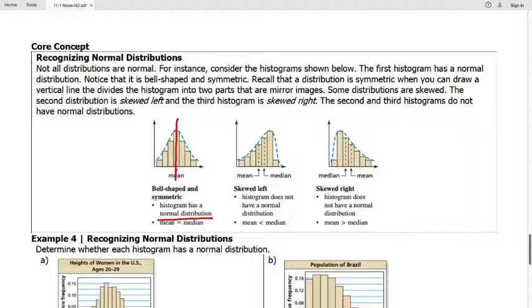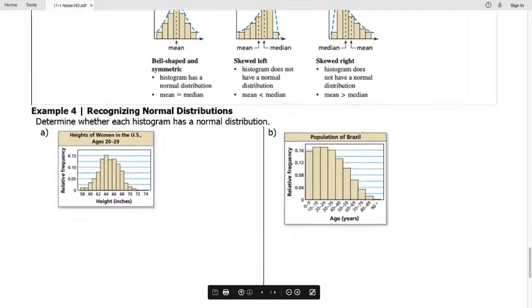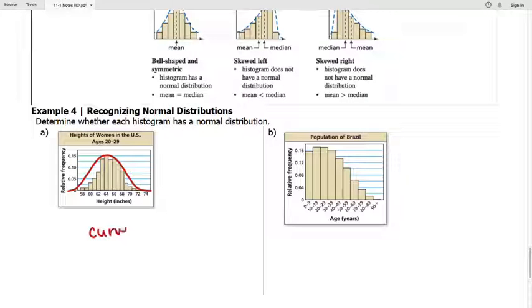Okay, we have data that can be skewed sometimes. So if we don't have a nice little curve that's symmetrical, we either have data skewed to the left or to the right. That means that it is not a normal distribution. Okay, so let's take a look at the last 3 examples, and then you guys will be good to go. Determine whether each histogram has a normal distribution. If we're looking at this curve, if I were to sketch a rough curve here, I'd say that's really close to being symmetrical. So because the curve looks symmetric, I'm going to write it. We'll say this has a normal distribution.